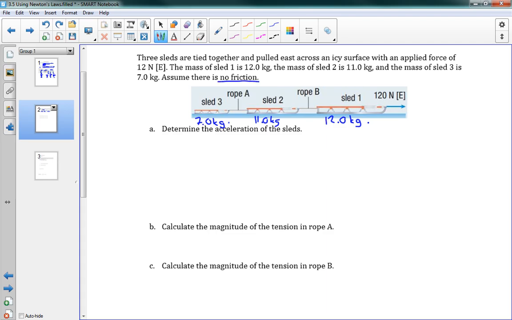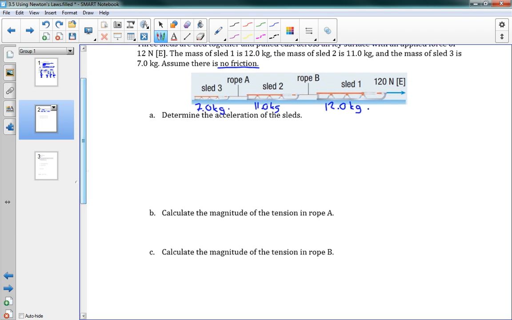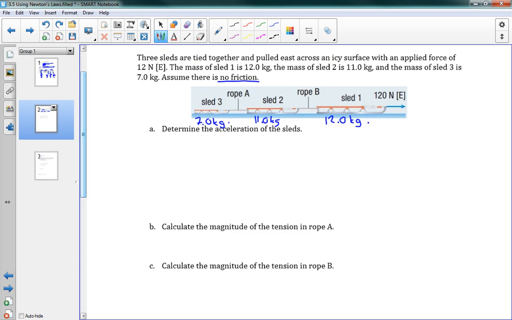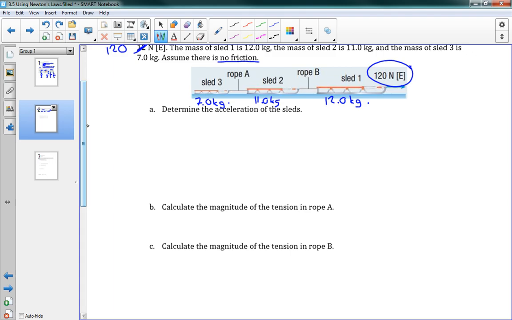Cool. We want to determine the acceleration of the sleds. This is where we get to ignore friction. I am always happy when we can do that. So we want to find the acceleration of the sleds. We're told here that we have 120 newtons. And actually, just notice here, this said 12 up in the top in the question. It's 120. That was a typo. Okay, so we have 120 newtons.